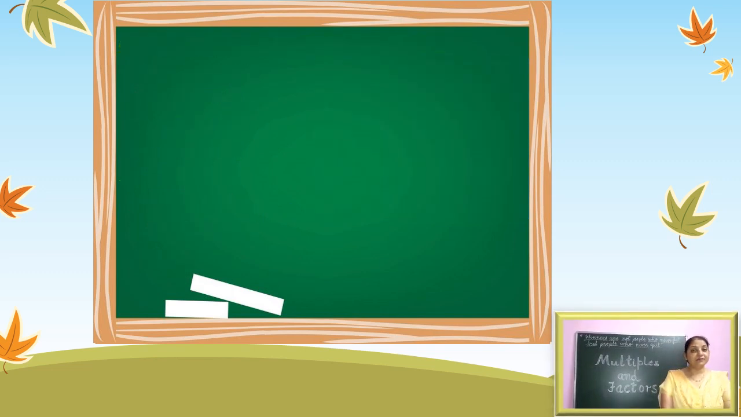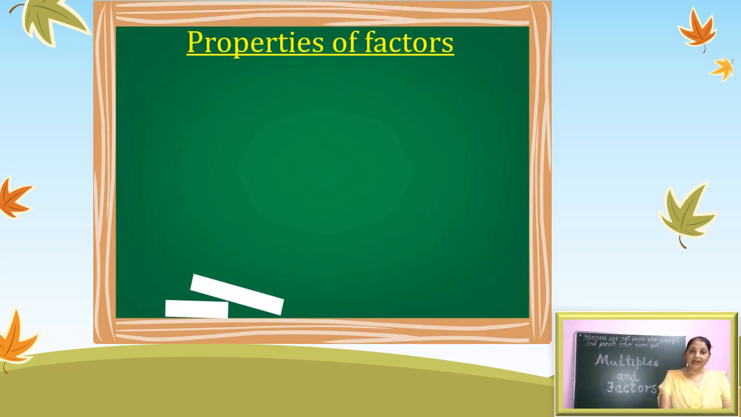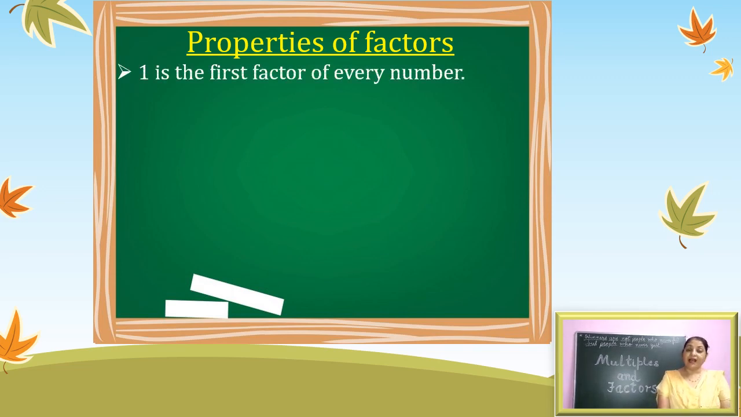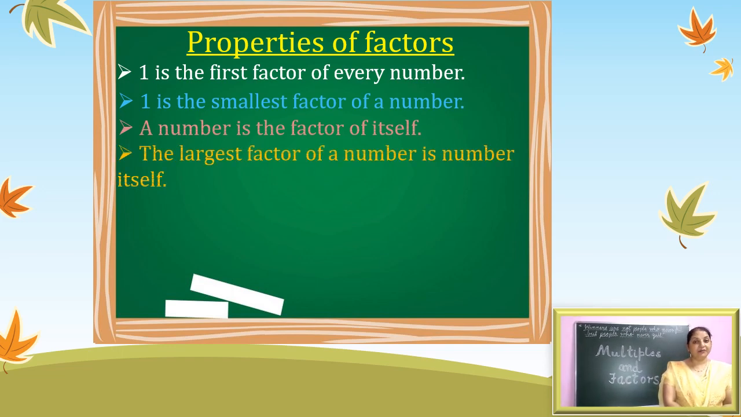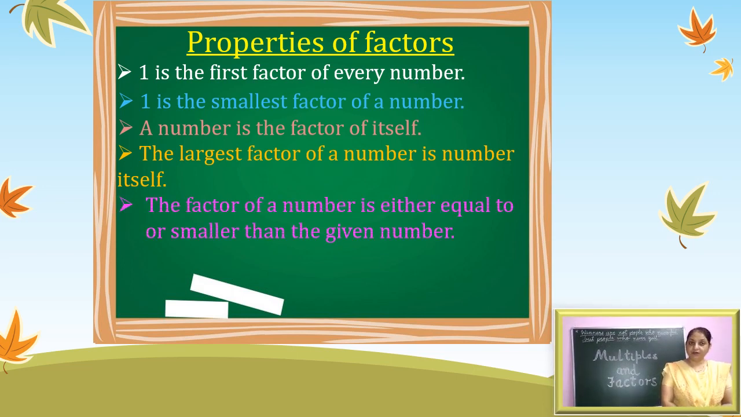So children, these were the properties of factors. Let's list them out and revise once again. 1 is the first factor of every number and 1 is the smallest factor of a number. A number is the factor of itself. The largest factor of a number is number itself. The factor of a number is either equal to or smaller than the given number. A number has limited number of factors.